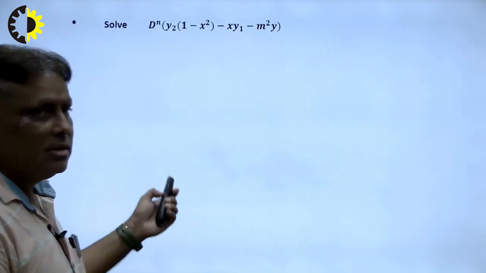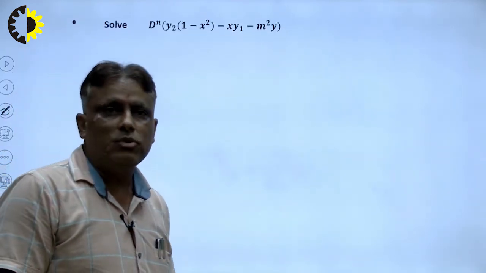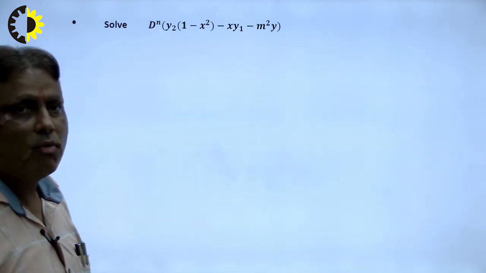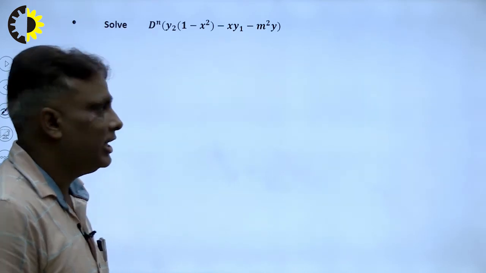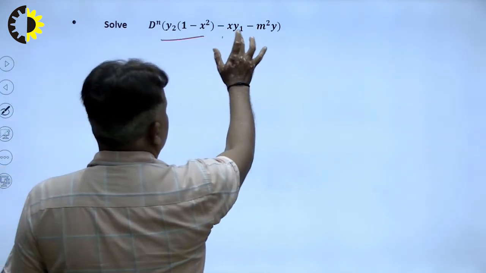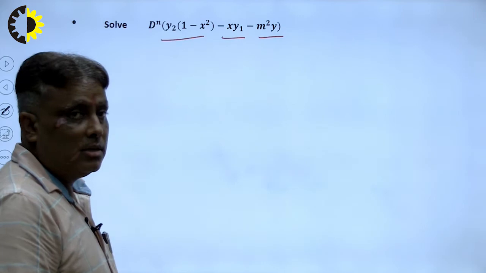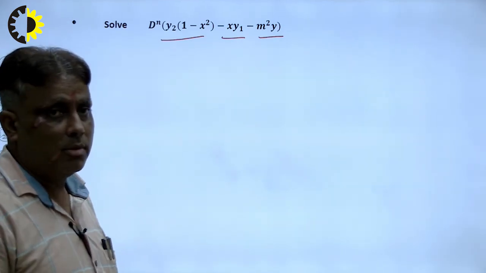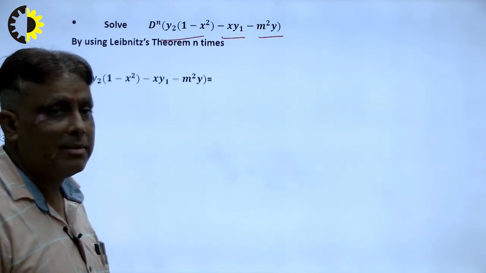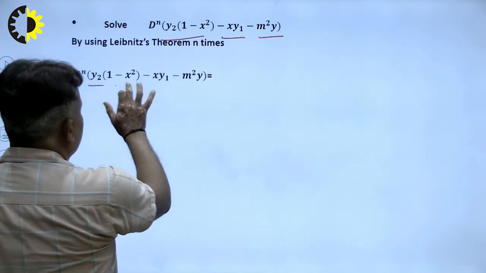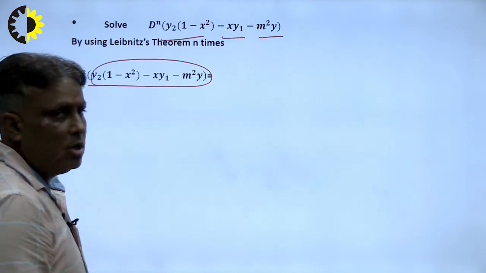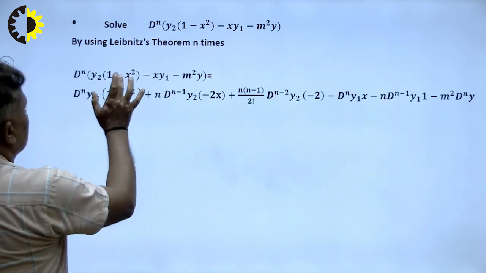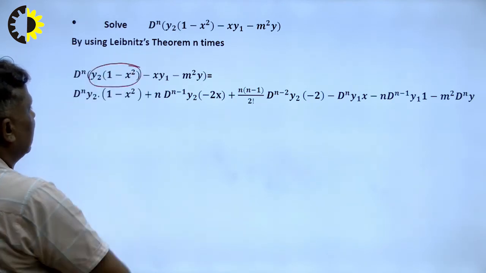Suppose I take another problem, d^n of y2 (1 minus x^2) minus x y1 minus m^2 y. So how to solve such a type of problem? There are 3 steps, first, second and third. Students, remember it very carefully, because this is our main problem, right? So how to apply the Leibniz theorem n times? First of all I write here the nth derivative of these terms. First of all I apply in the first line, in these terms, the nth derivative.